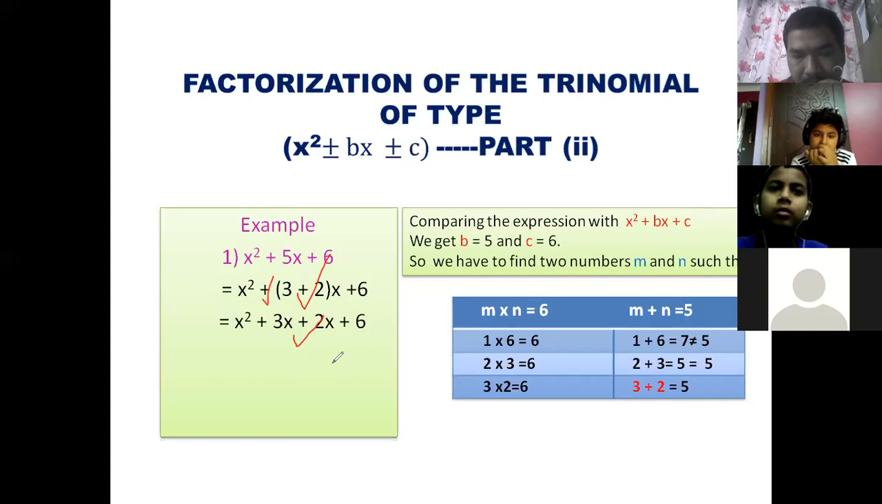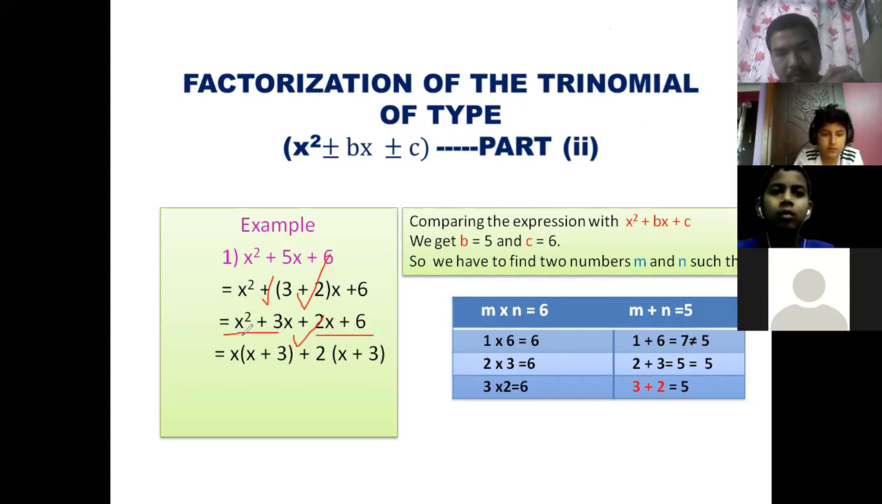Okay, children? Then what will be there? When we have 4 terms, I have already taught you in the first exercise, we have to make groups of 2 terms. These 2 terms are in one group, these 2 terms are in another group.